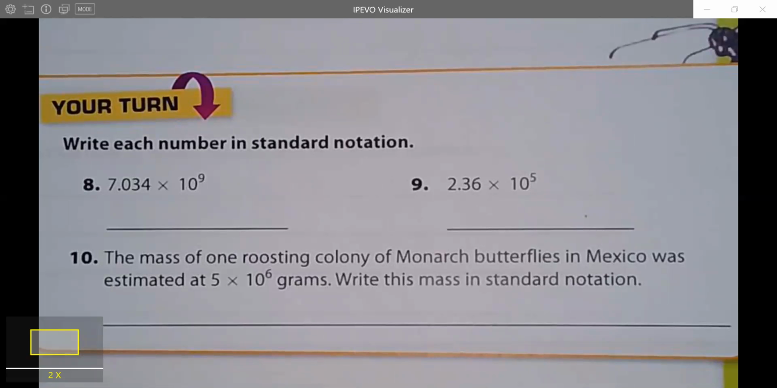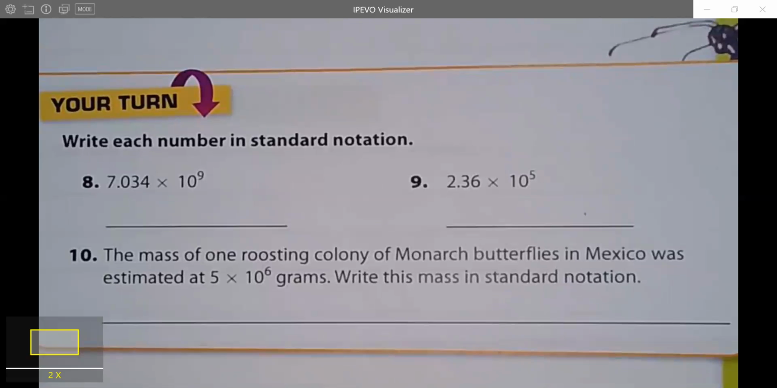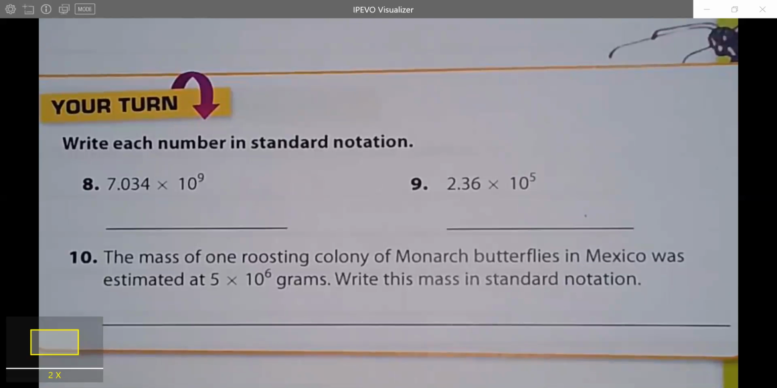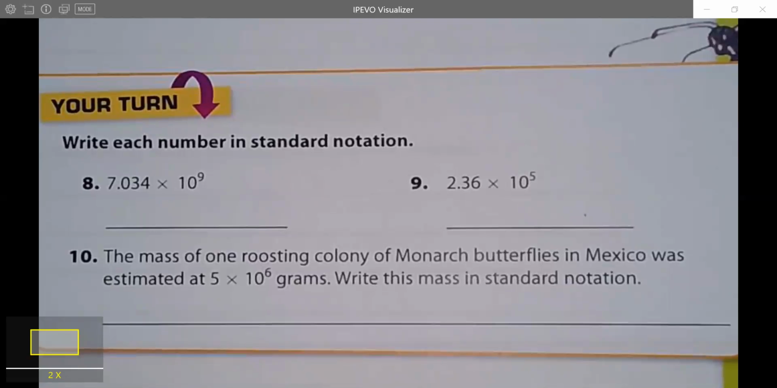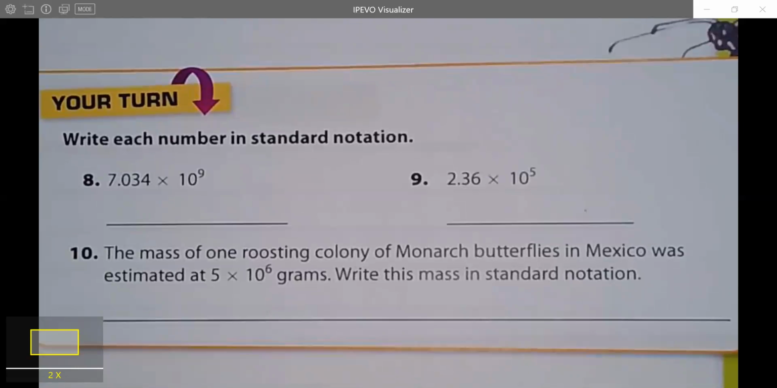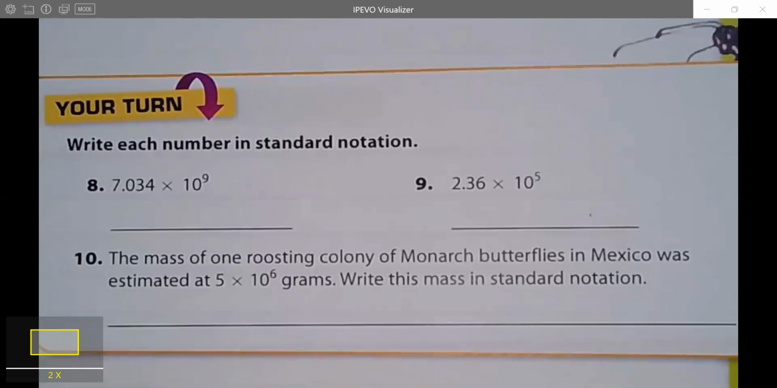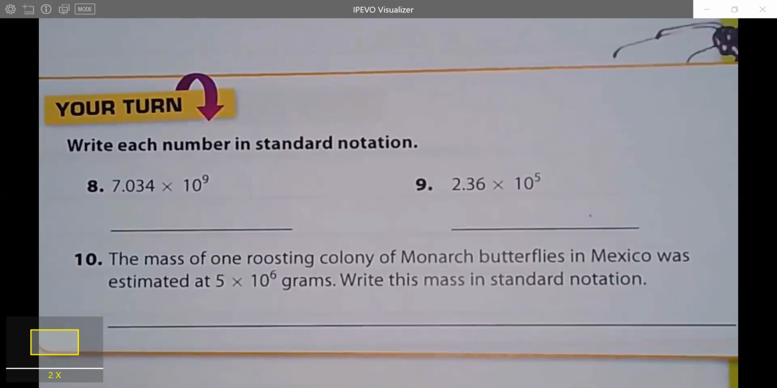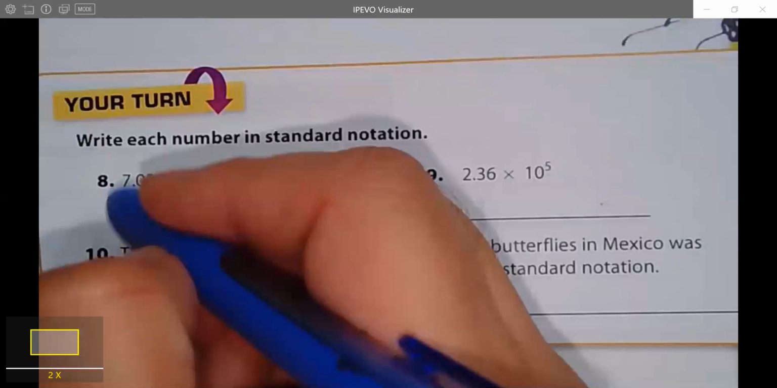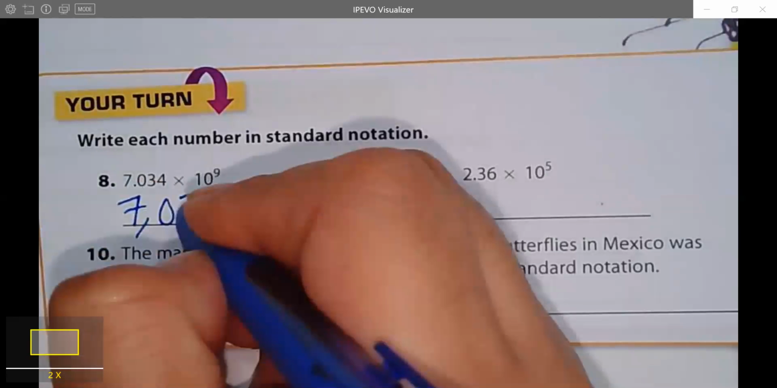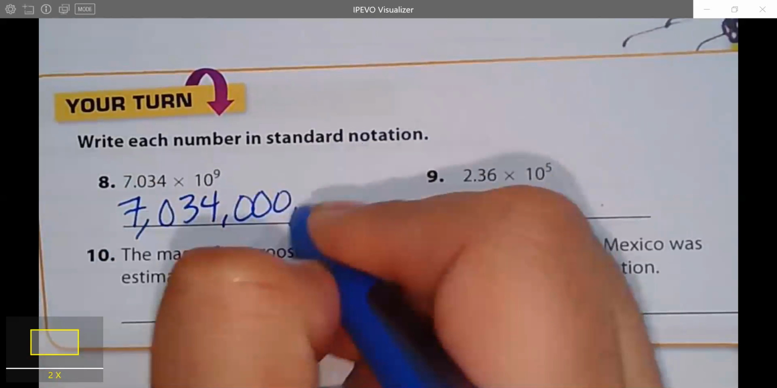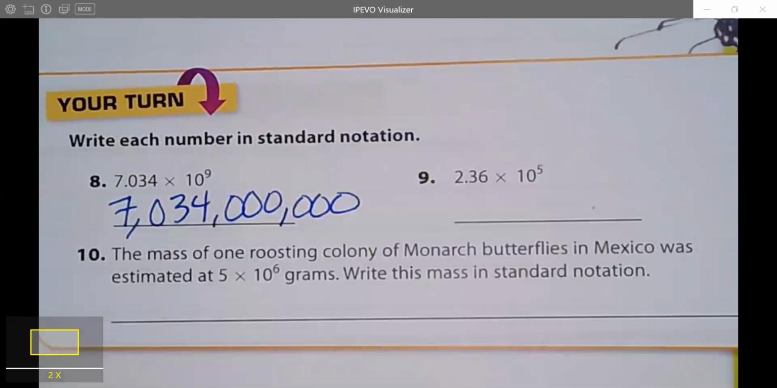All right, let's do number 8. Alex, since you went ahead and shared the answer with everybody, can you tell us that number? It's 7,034,000,000. Yes, there's no units. Awesome. 7,034,000,000. There you go. That one's a pretty cool number to say. I like it. 7,034,000,000.